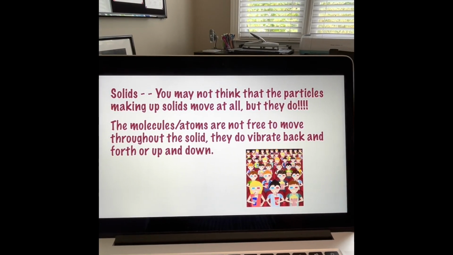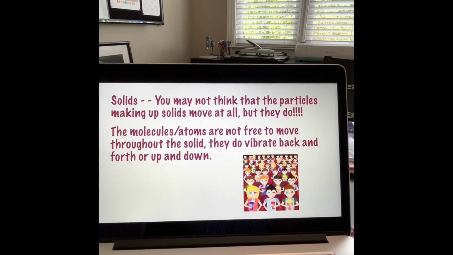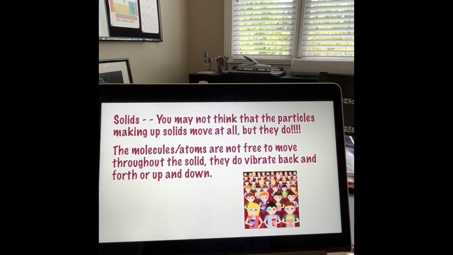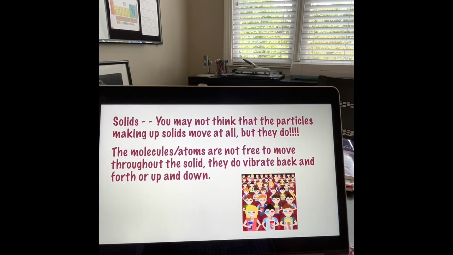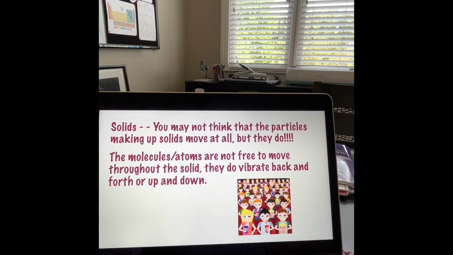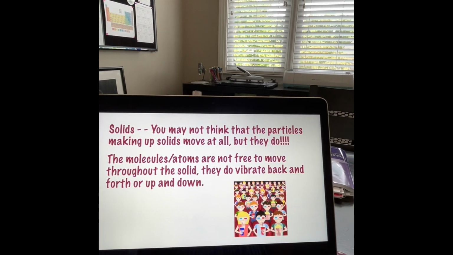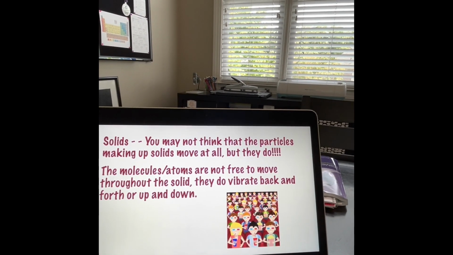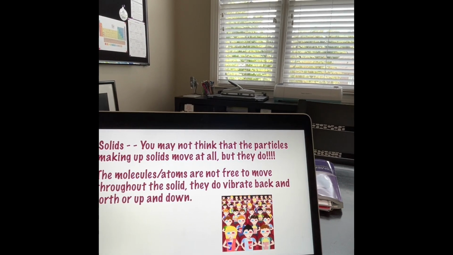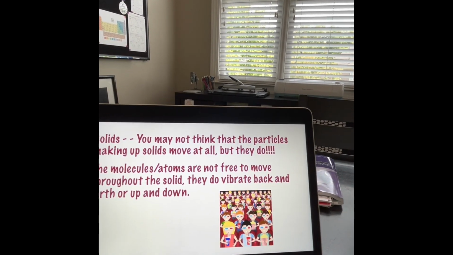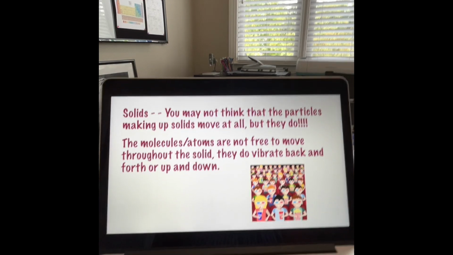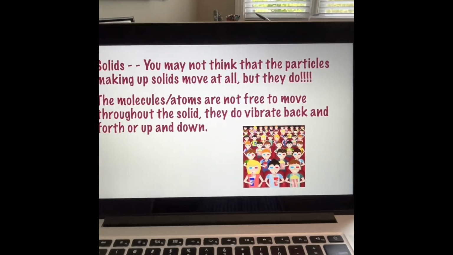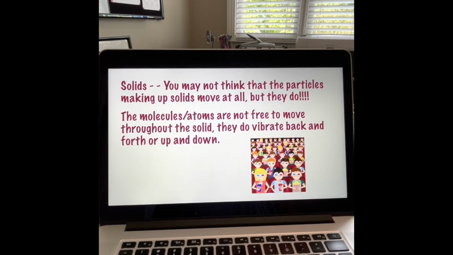You may not think that the particles making up solids move at all, but like I said in the last slide, everything moves. Now, the particles that make up a solid, whether they're molecules or atoms, they're not free to move throughout the solid, but they can each vibrate back and forth or up and down around a fixed position. Think of it sort of like a movie theater. There you go, look at the little visual. Or an auditorium or something like that.